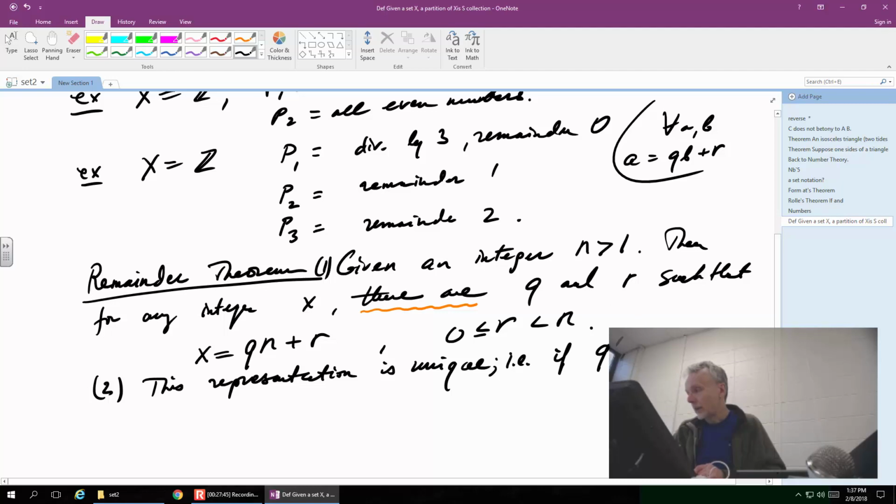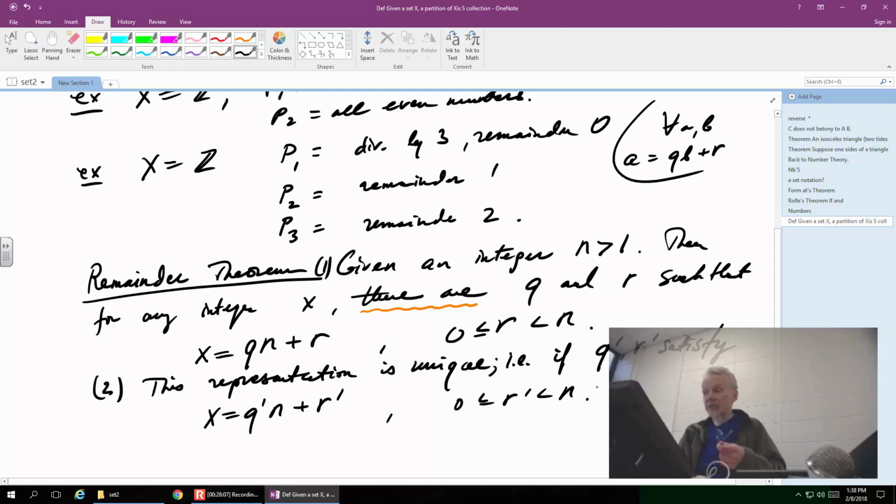Q prime, R prime satisfy the same condition, so X is equal to Q prime n plus R prime. See how I paired them up? So I am imagining another number, a pair of numbers as a matter of fact, satisfying the same conditions. And then I say, well, that's the same. Then Q prime is equal to Q, R prime is equal to R.